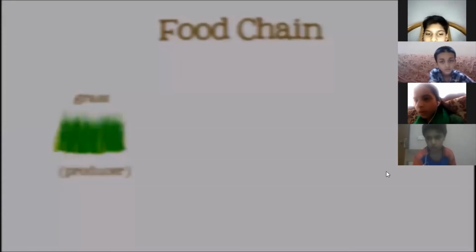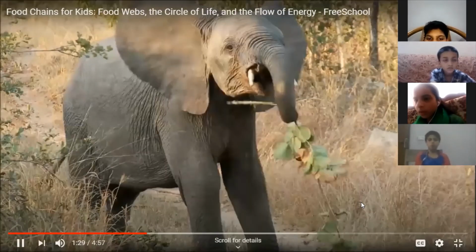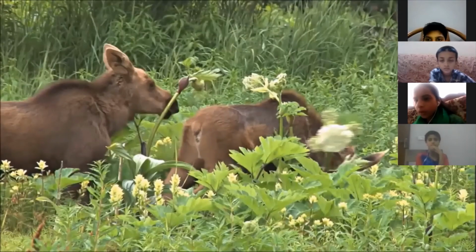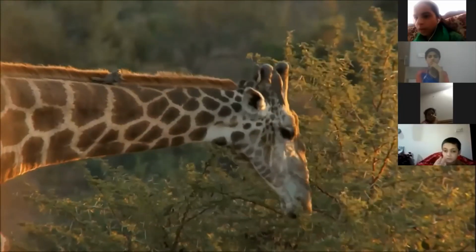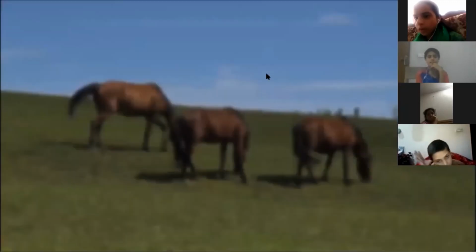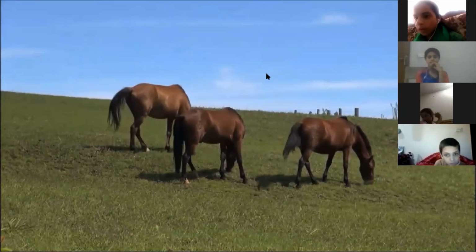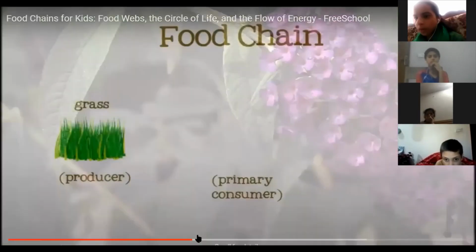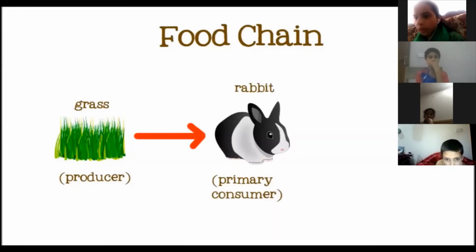That's because animals cannot create their own food. They must eat or consume energy from other sources. That's why animals are called consumers. The second link in a food chain is a consumer that eats plants, an herbivore. When an animal eats plants, some of the energy the plant captured from the sun is transferred into the animal's body, where it is used for things like moving, breathing, and growing. An herbivore is called a primary consumer. Primary means first, because an animal eating plants is the first consumer in the food chain. Let's add a rabbit to our food chain.